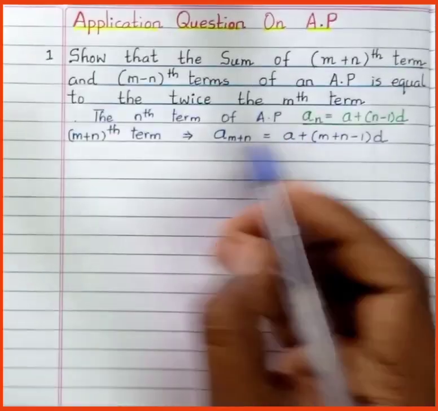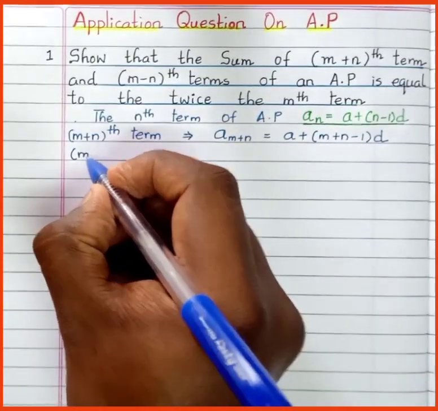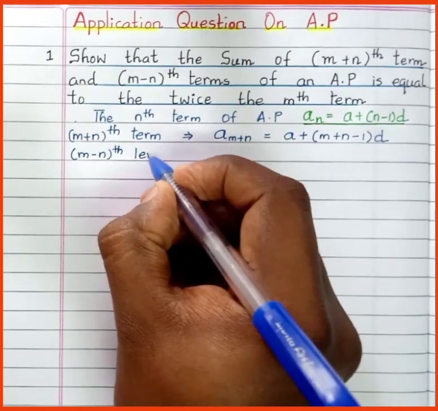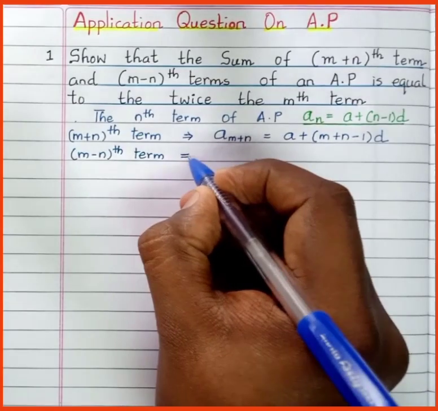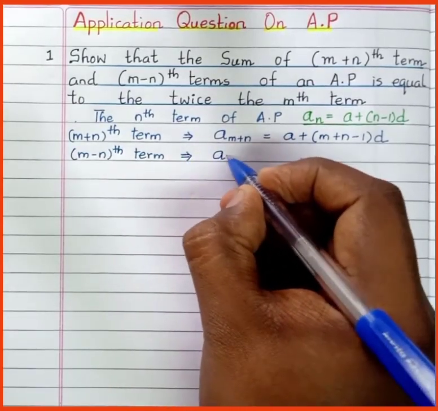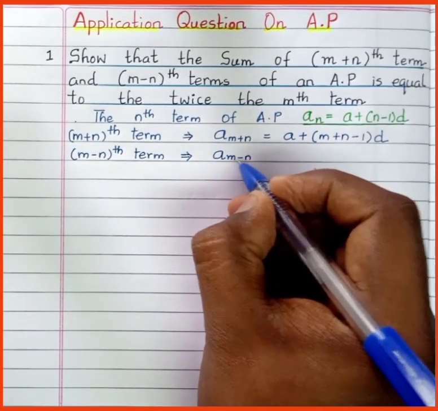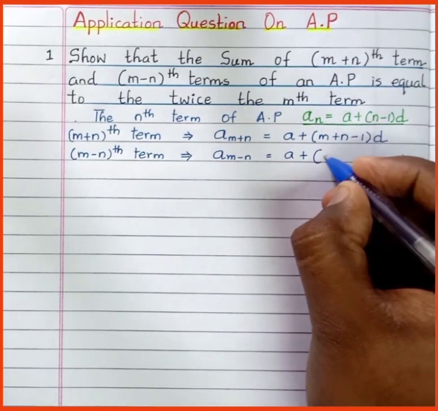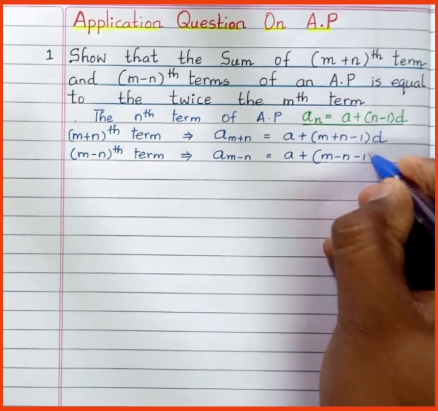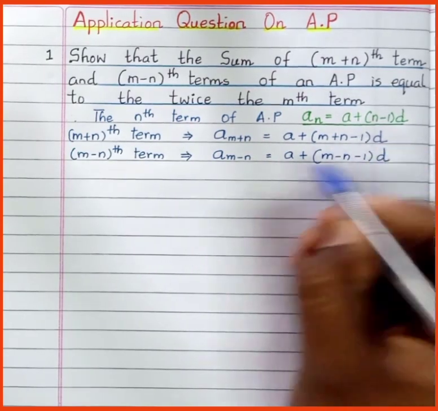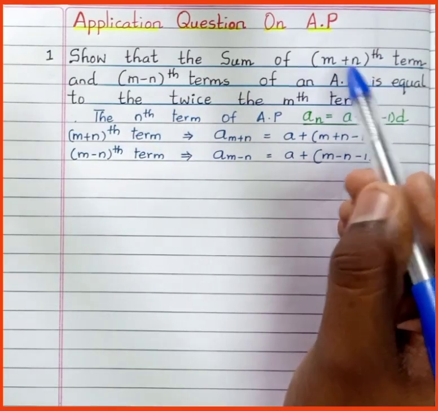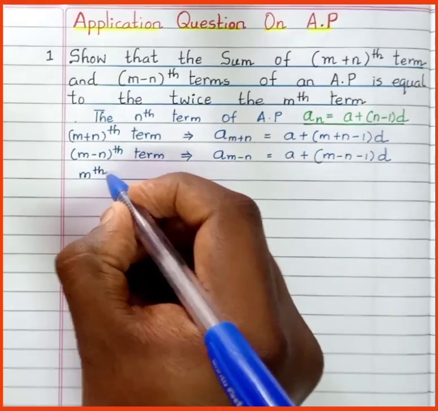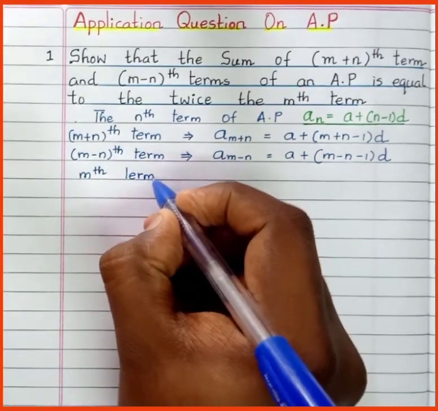In the same way, the m minus nth term of the AP: just replace n by m minus n. That is, a of m minus n is equal to a plus m minus n minus 1 times d. For the m plus nth term, replace n by m plus n. In the same way, for the m minus nth term, replace n by m minus n.